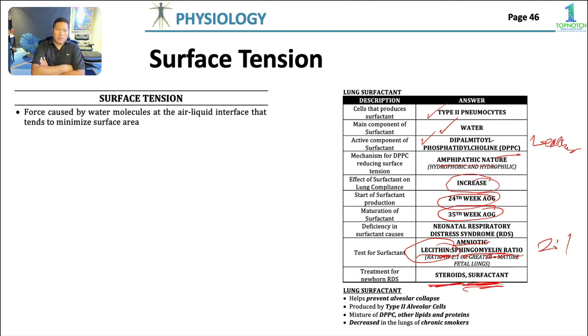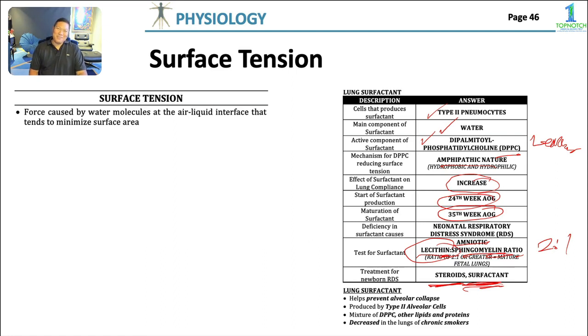What steroids do we utilize for newborns with respiratory distress syndrome? A previous board exam question. Do we use cortisone, hydrocortisone, dexamethasone, or betamethasone? The answer is dexamethasone or betamethasone. Are they short-acting, intermediate-acting, or long-acting steroids? Dexamethasone and betamethasone are long-acting steroids.